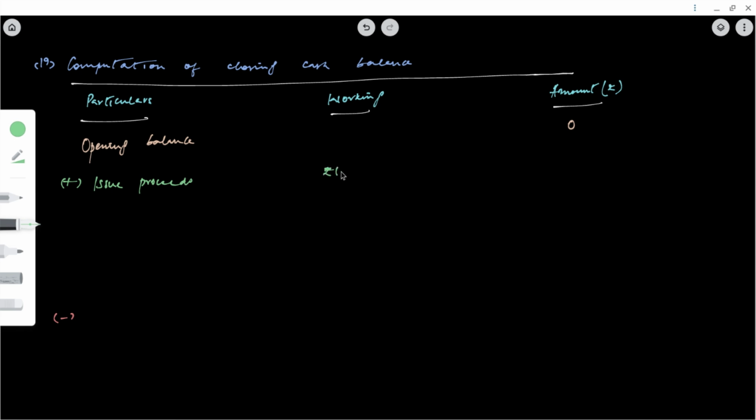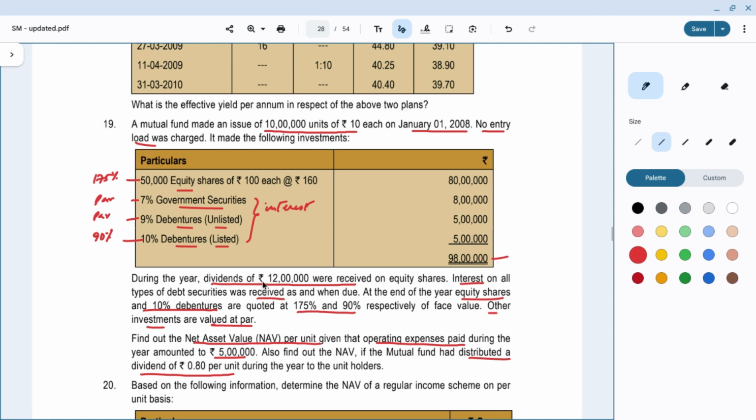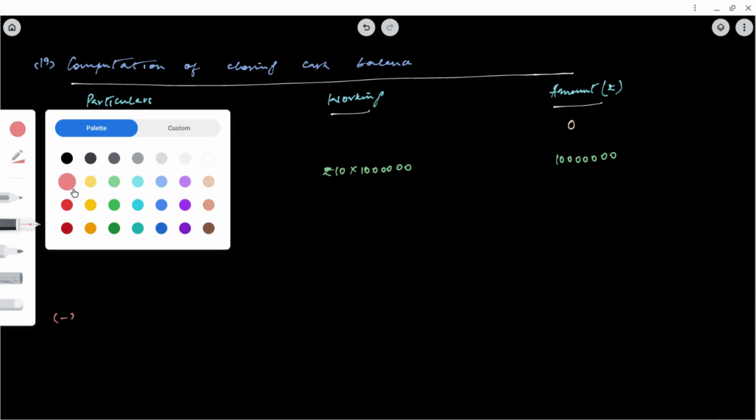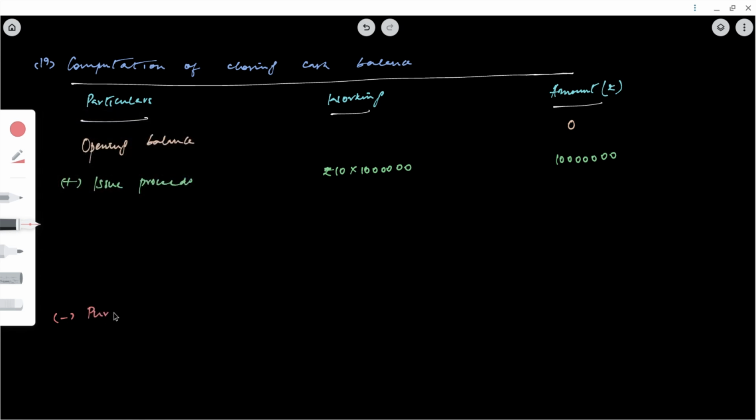It is given that at rupees 10, 10 lakh units are issued. So 10 lakh into 10 is 1 crore, right? Next, it made the following investments amounting to 98 lakh. Purchase of investments, given, 98 lakh.